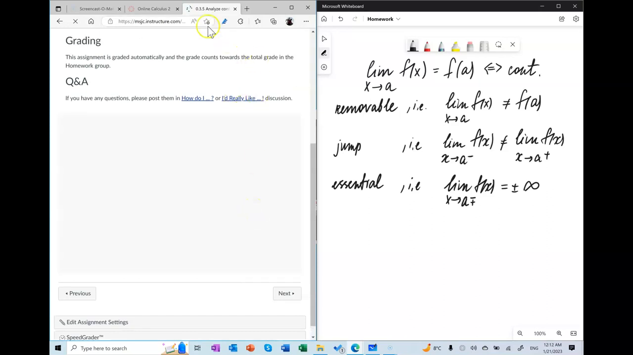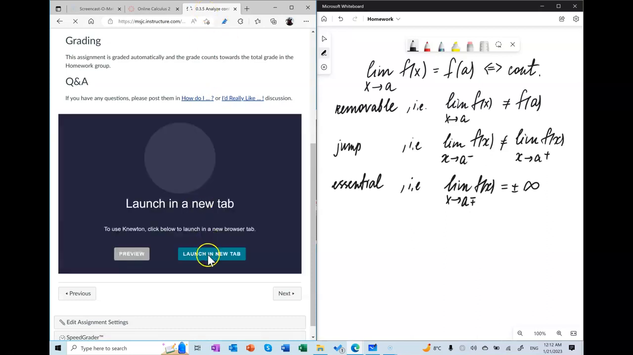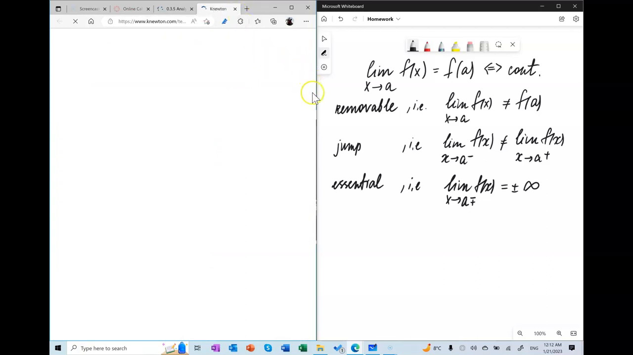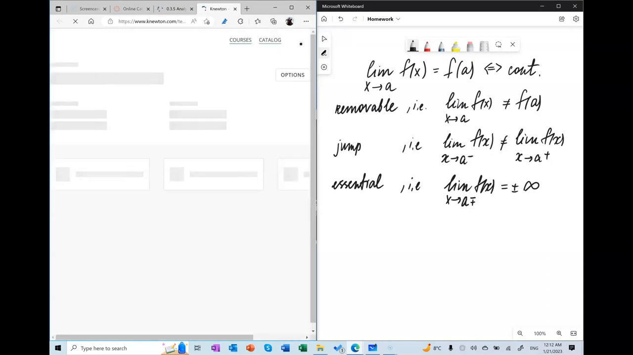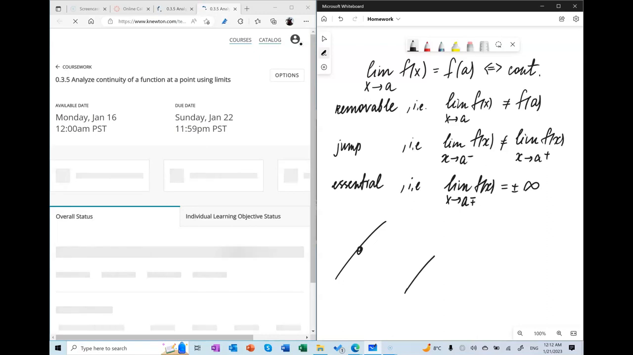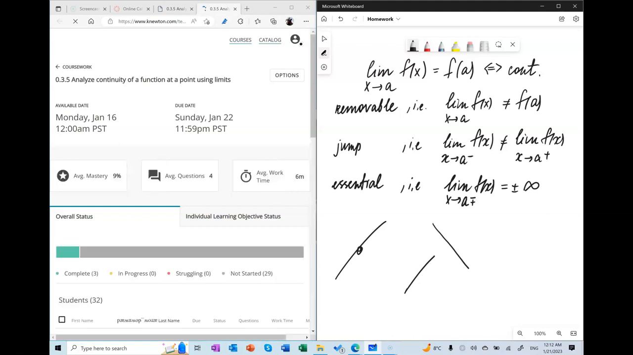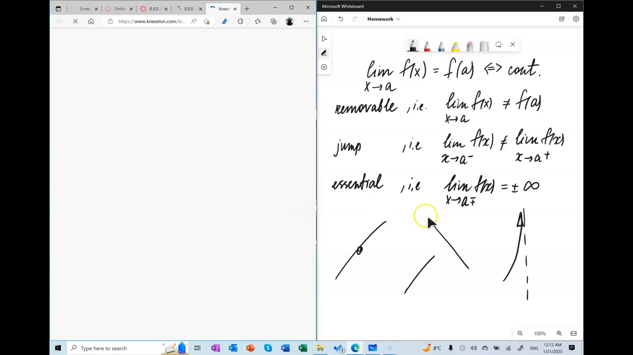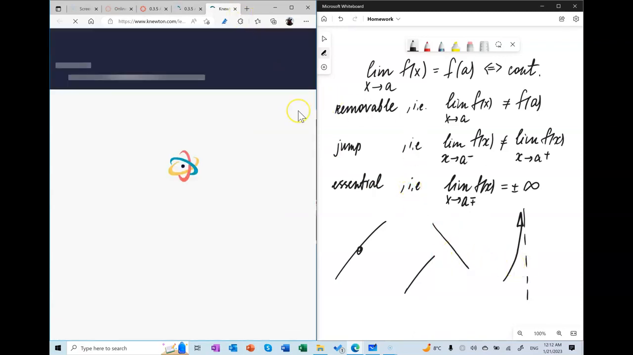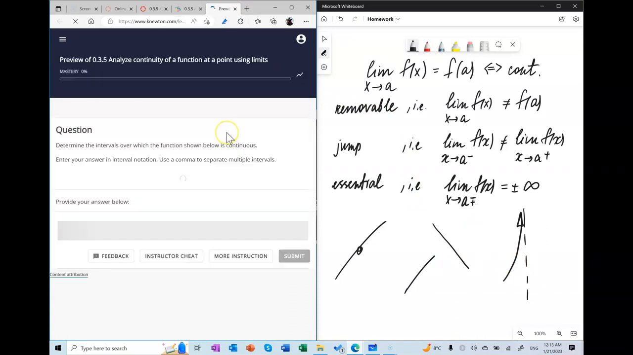My computer is a bit slow. While it's loading, I guess I can draw some of these discontinuities. Removable discontinuity always looks like you have a continuous line and then there is a hole. Jump discontinuity looks like you have a line, but then it stops and then continues from a different level. And essential discontinuity is when you pretty much have a vertical asymptote. That's how we can visually identify some of these discontinuities. But let's see what the homework has for us.